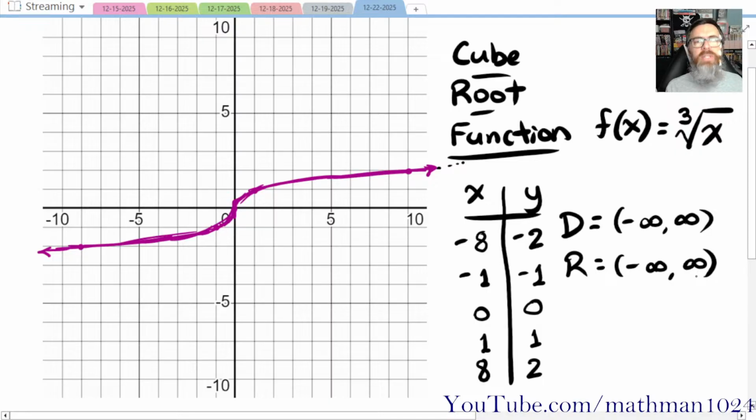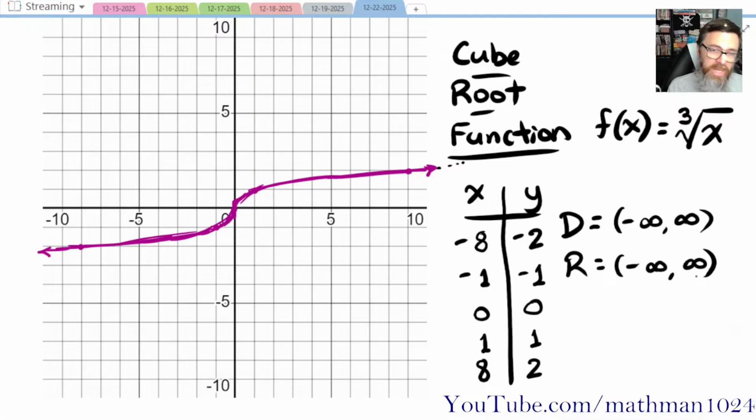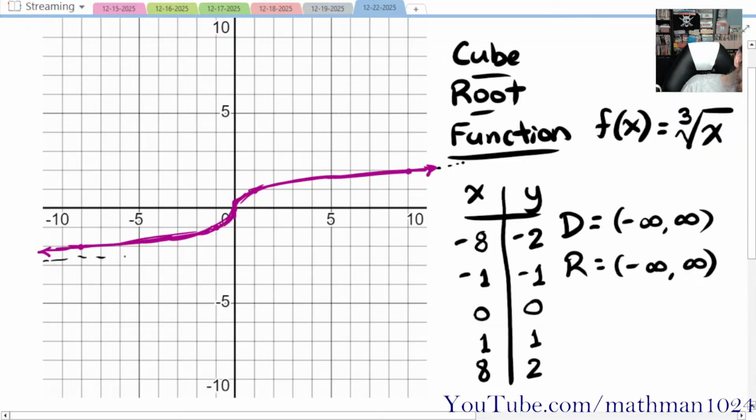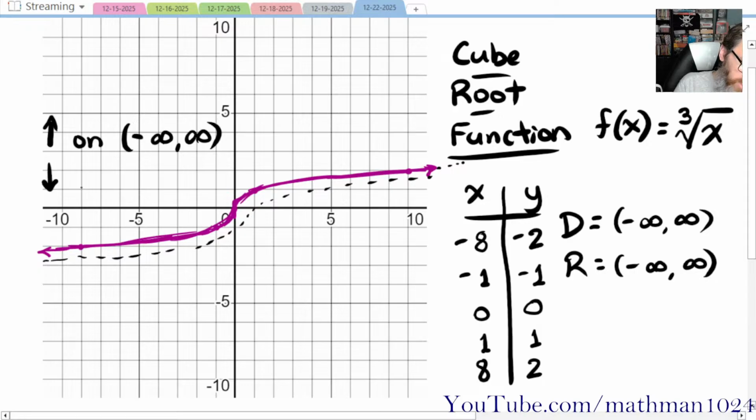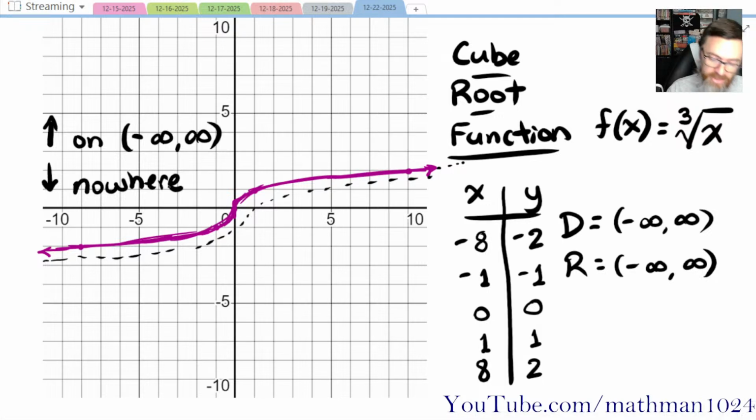Well, what about increasing and decreasing? Well, as you go from left to right, just trace your finger along this. As I trace my finger along this, you see that I'm going up and up all the time. So it means I am increasing over the entire domain from negative infinity to infinity, but this basic graph is decreasing nowhere. All right, that's the cube root function.